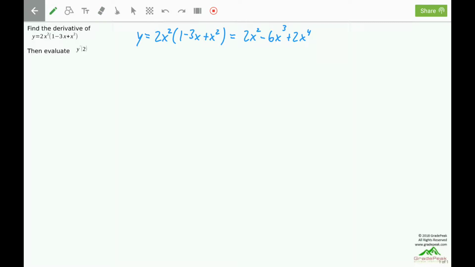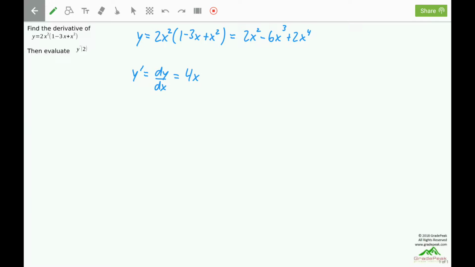So there's our y. From there we can find the derivative, y prime, which can also be called dy dx. The first term is a power rule. Bring the 2 down, multiply with the other 2, and that will give us a 4, and then subtract 1 from the power to give us a power of 1. x to the 1 can be written as just an x.